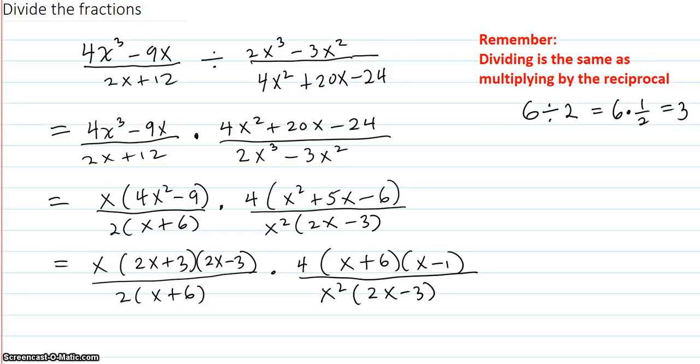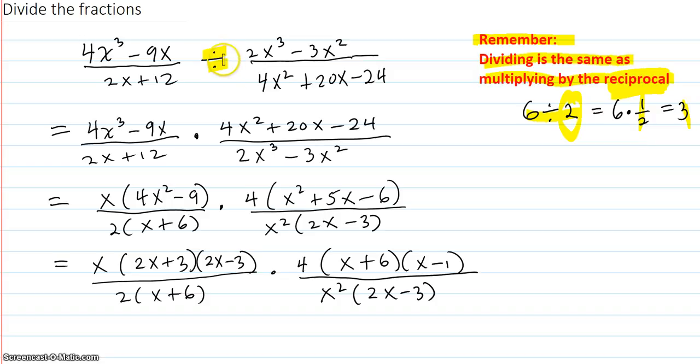Divide these algebraic fractions. You see you have the division sign there. So the first thing you do is remember that dividing is the same as multiplying by the reciprocal. If you divide 6 divided by 2, the answer is 3, of course. But that's the same as multiplying 6 by 1 over 2, the reciprocal of 2. So you just turn this fraction upside down and multiply.